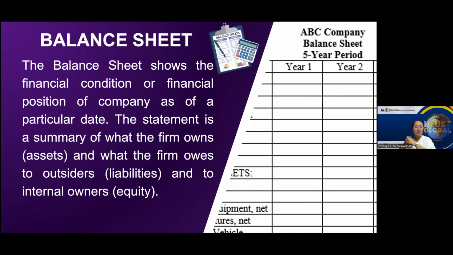Assets, $100,000: cash, equipment, inventory. Liabilities, $60,000, comprising loans and accounts payable. Equity, $40,000, the owner's investment. The balance sheet shows that the company's total assets of $100,000 are financed by $60,000 in liabilities and $40,000 in equity.